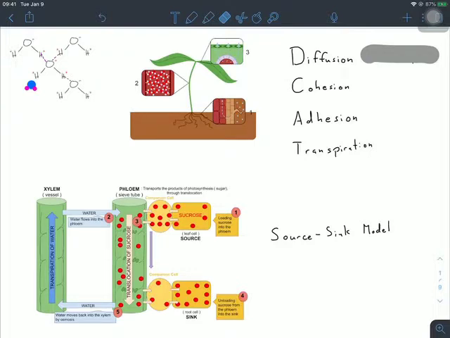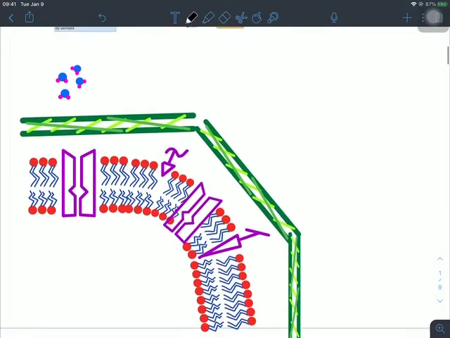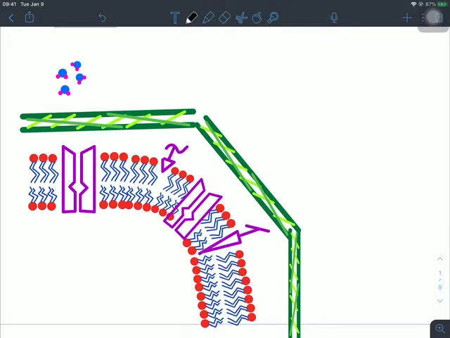Now, the diffusion of water is specifically referred to as osmosis. And it is in a discussion of osmosis that we'll start our lecture today. So let's talk about what's happening at the cell surface when you have water moving in or out.